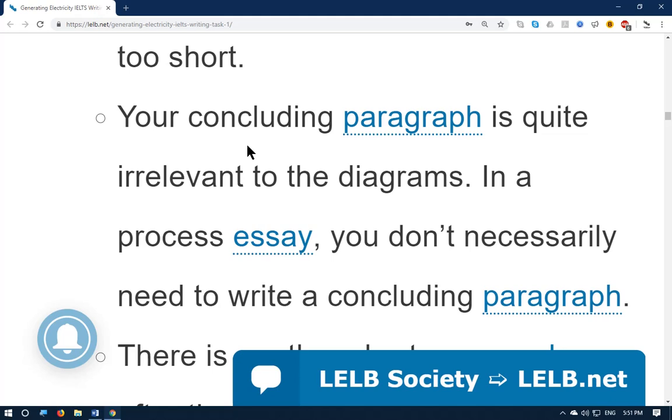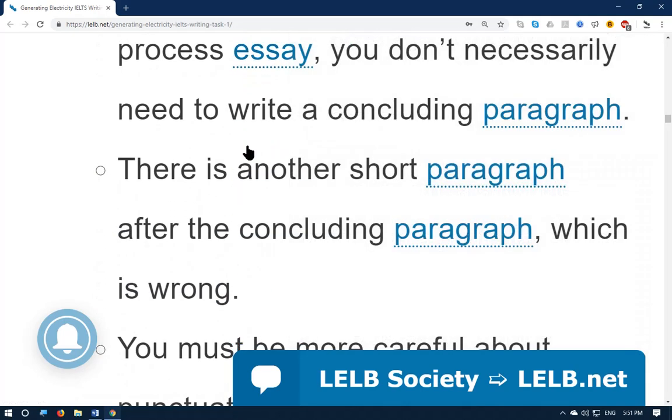In a process essay, you don't necessarily need to write a concluding paragraph. And process essays with the help of, for instance, some diagrams rarely happen or are exposed to you on the real IELTS exam, but it doesn't mean that actually they never happen, so you should be prepared for them as well. Most of the time we have some bars and charts and graph bars and so on and so forth, but as I said, it's better to get prepared for these visual data as well.